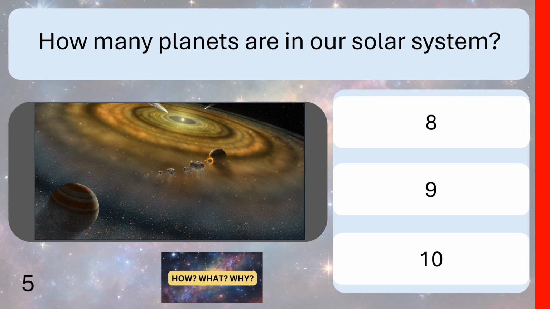How many planets are in our solar system? Are there 8, 9, or 10? There are 8 recognized planets in our solar system. Let's go on to question 6.